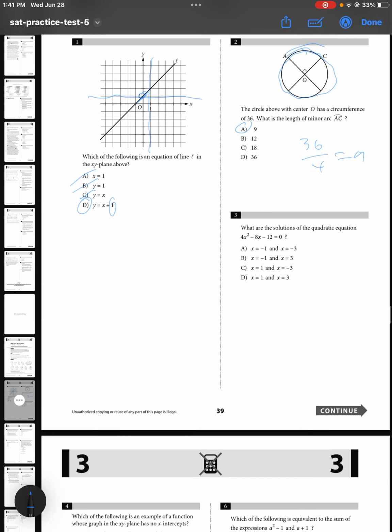Okay. What are the solutions of the quadratic equation? Okay, so you could plug in answers, but let's just go ahead and solve it out how we should, really. So let's factor out a 4 in there. So that gives us x squared minus 2x minus 3. Because 4x squared minus 8x minus 12, yeah. Okay, and then next, we would factor out the x squared minus 2x minus 3.